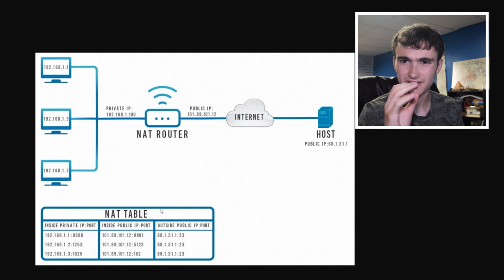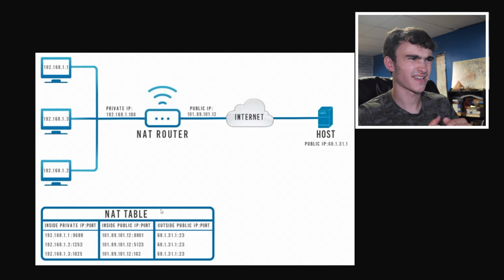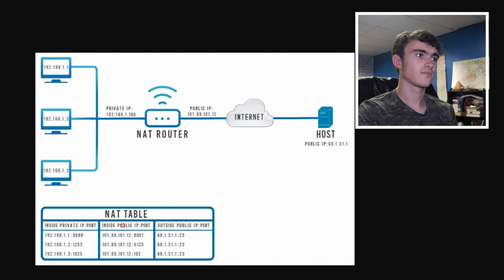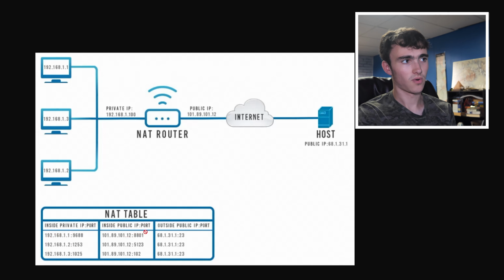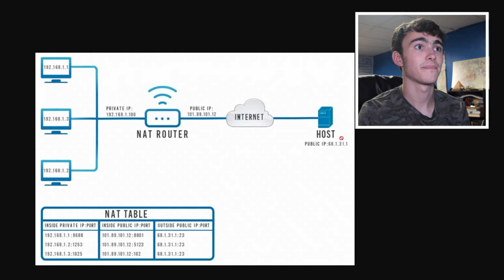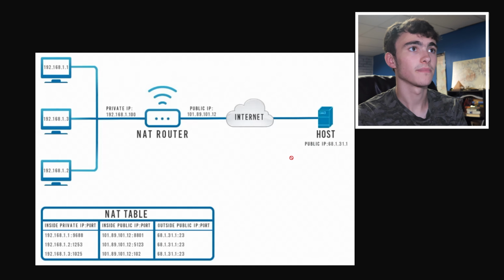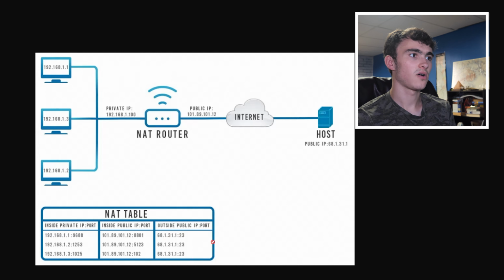I know it says NAT, but technically this is called port address translation or something like that. And basically what happens is that these services will become translated. So you can see it goes from 192.168.1.1 to 101.89.101.12, and then through the internet goes to this host. Now this host could be using a direct NAT mapping, or it could just have its own public IP address. And you can see that all of these services are running on port 23, and all of these connections coincide.